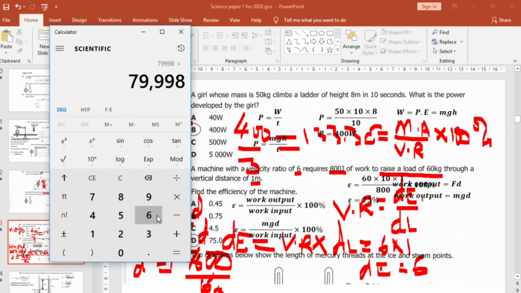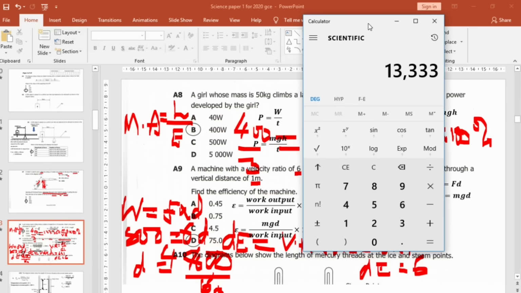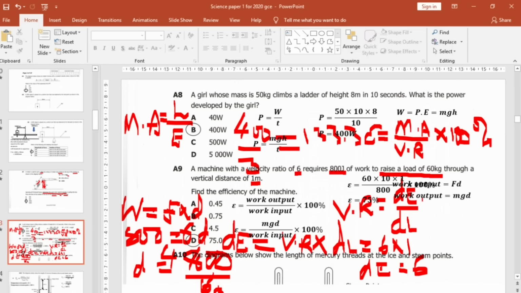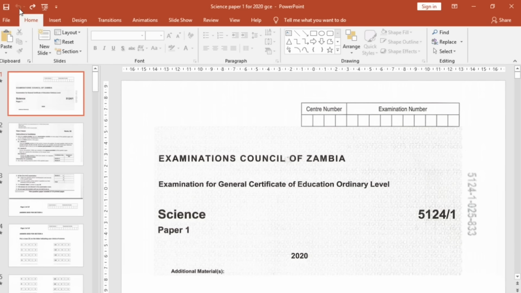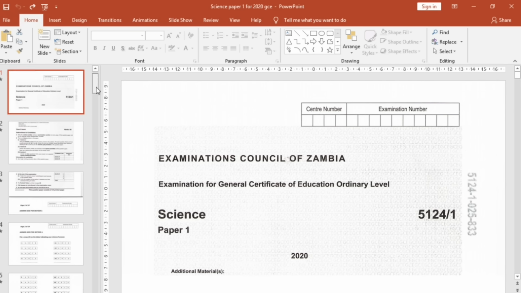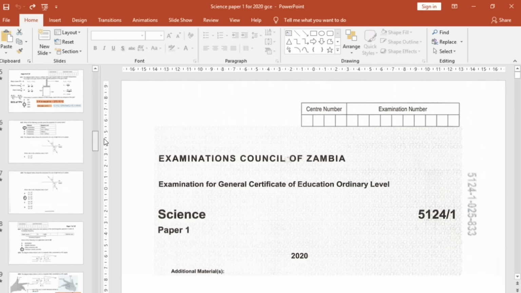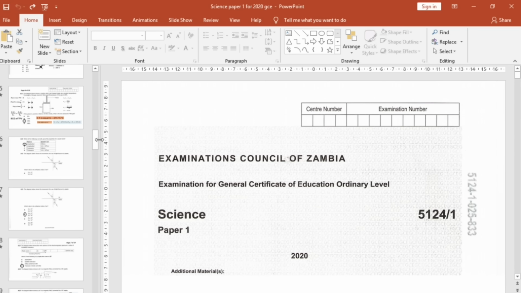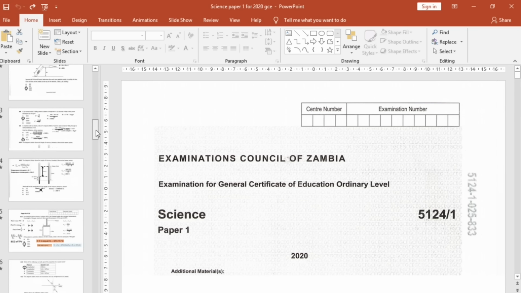Divided by velocity ratio, which doesn't make sense here. So the route taken here is not making sense. So what we are going to do is to continue solving this question.